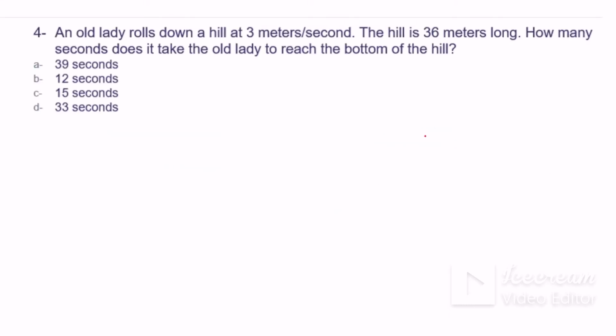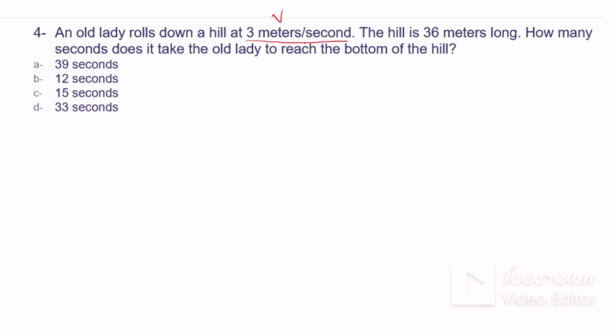Let's answer this problem. Let's read it. An old lady rolled downhill at 3 meters per second. You should translate the problem. Now 3 meters per second means what? It means velocity or speed, delta v. You don't need to write delta v every time. You can write just v. It will be easier for you to understand and to answer all the questions quickly.